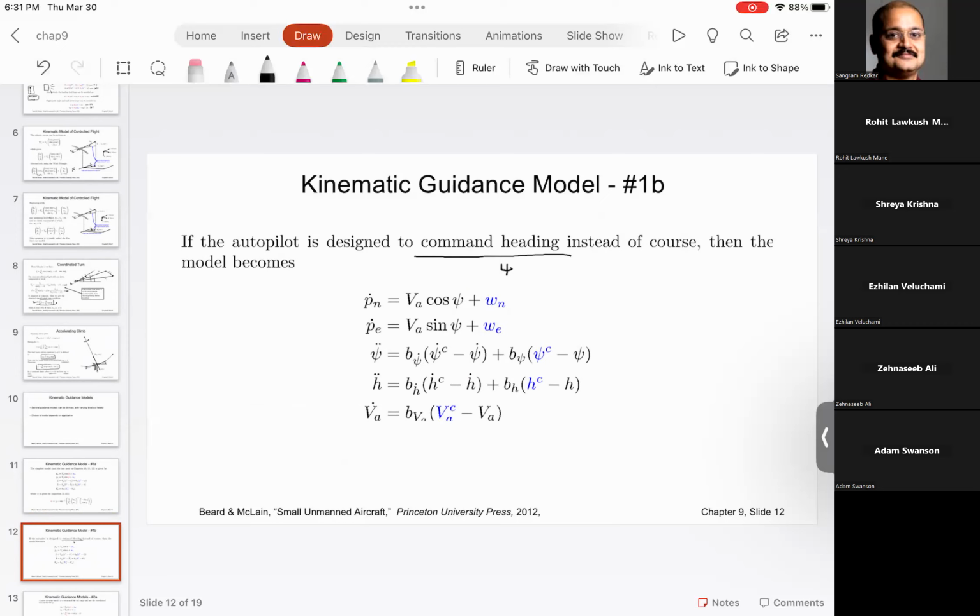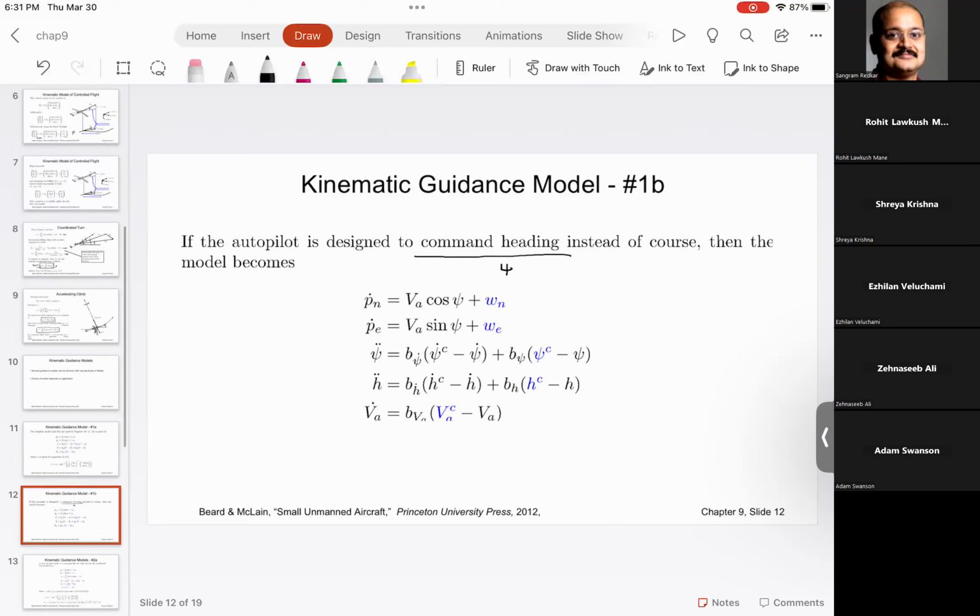But these kinematic guidance models are for simple aircraft. If you are designing for an F-16 or some other fighter planes, then these models won't work. But for simple UAVs, these kinematic guidance models work very well. And at least in my experience, they are easier to implement.